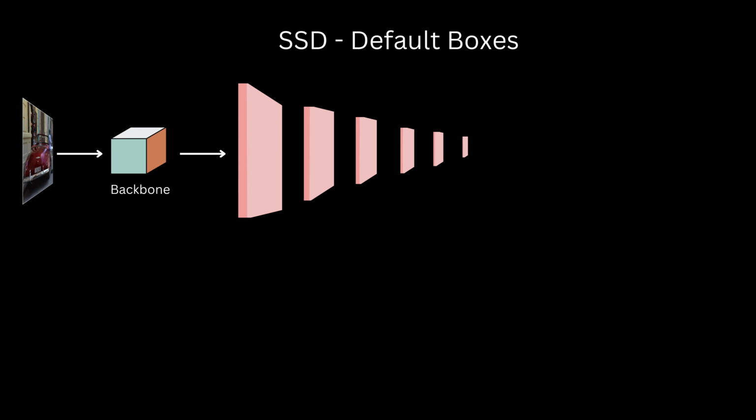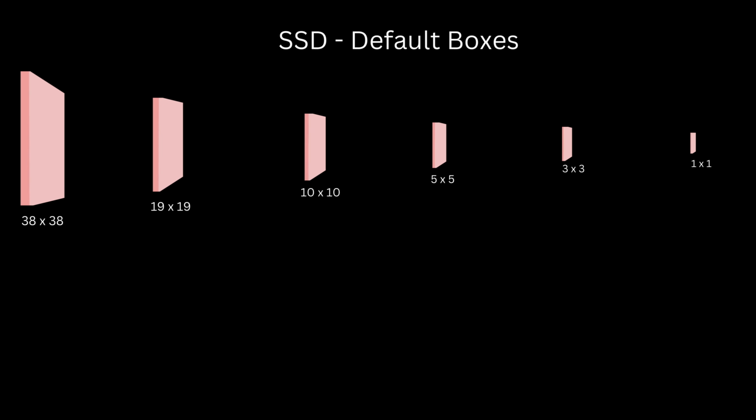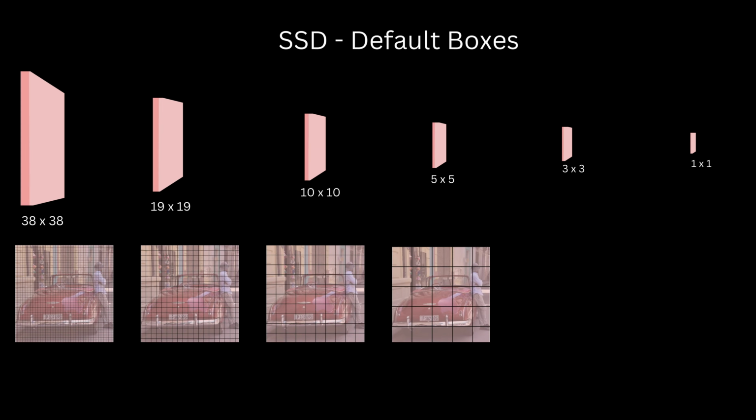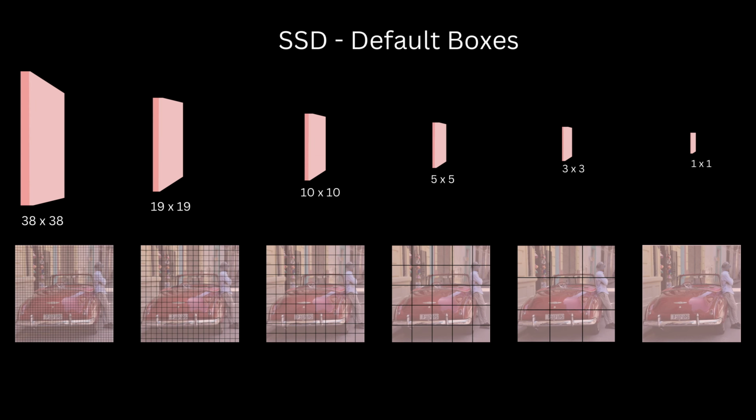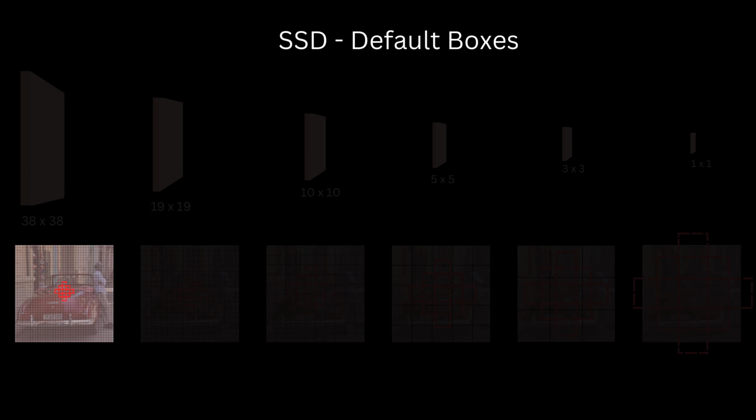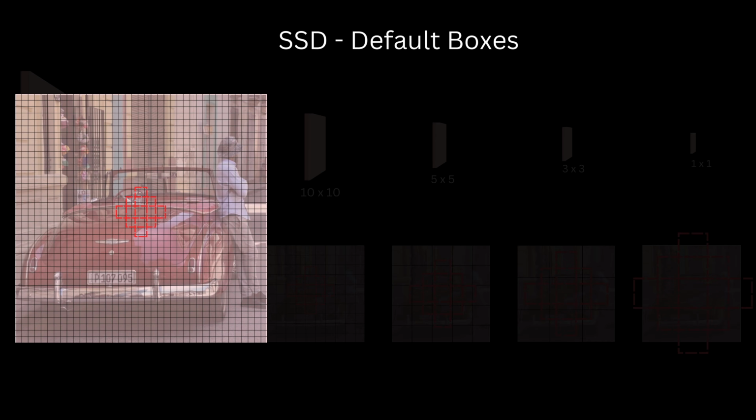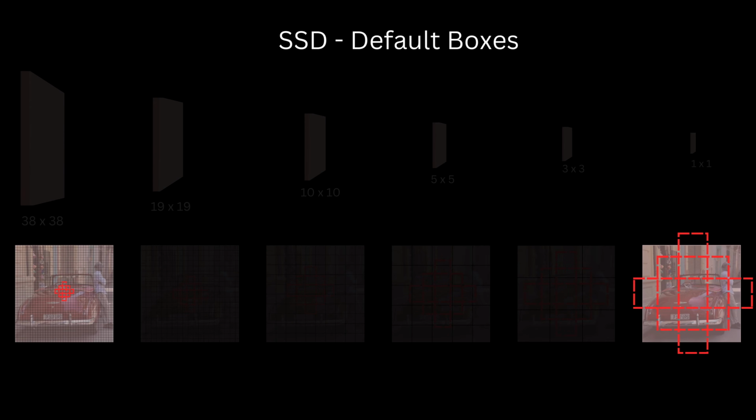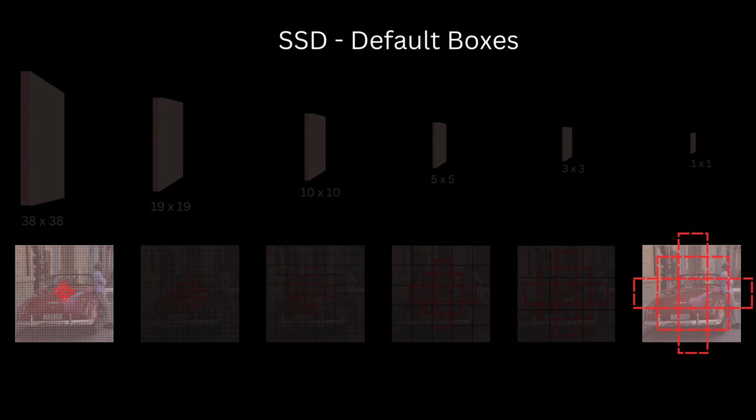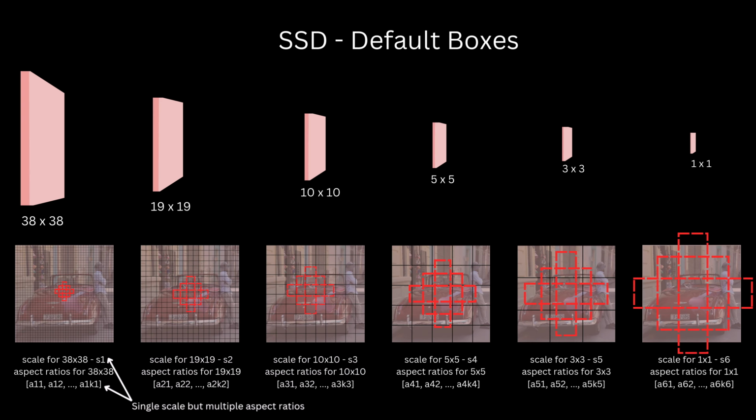The model that the authors work with returns 6 feature maps of 38x38, 19x19, 10x10, 5x5, 3x3 and 1x1. Each of these is associated with default boxes of different scale, with the highest resolution feature map covering small scale default boxes and the last 1x1 feature map having default boxes of the largest scale. The authors assign a single scale but different aspect ratios to each of these feature maps. For now, assume that the scale is S1 to S6 for the 6 feature maps.